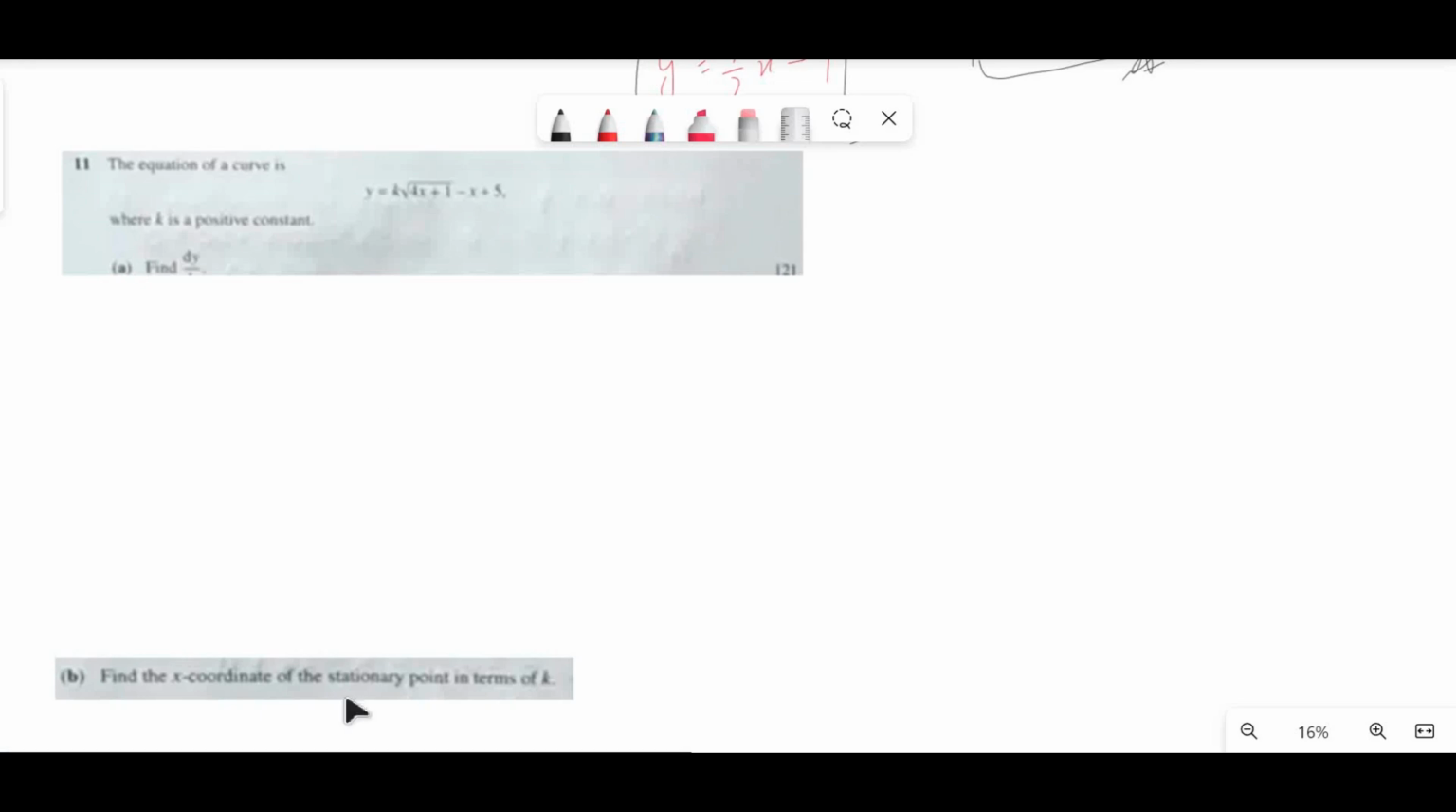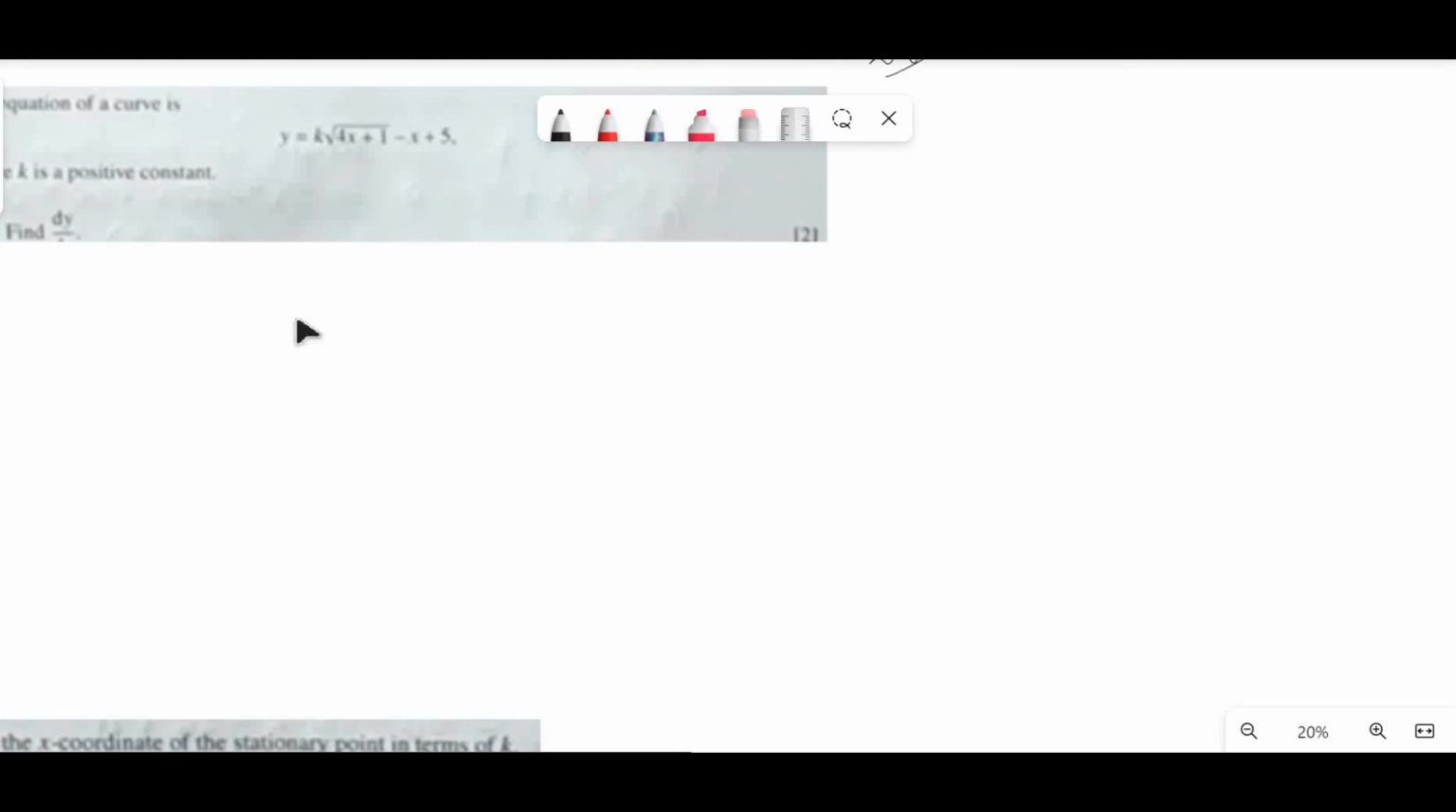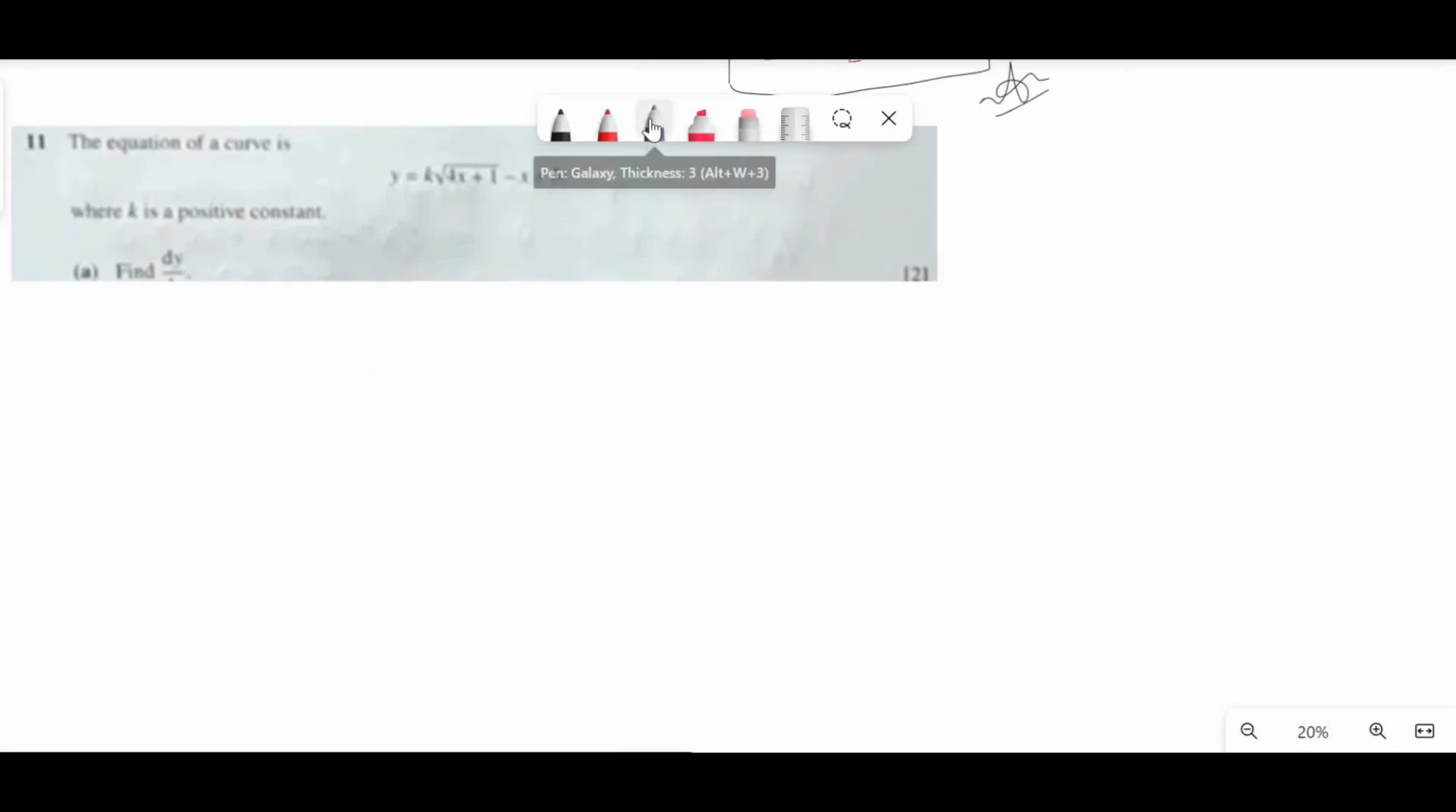Now this is the last question, and a curve is given to us where k is a positive constant. In the first part we have to find dy by dx. Now the equation is, let's zoom in. We can see that the equation is y is equal to k times the square root of 4x plus 1 minus x plus 5. Now we have to take the derivative on both sides with respect to x.